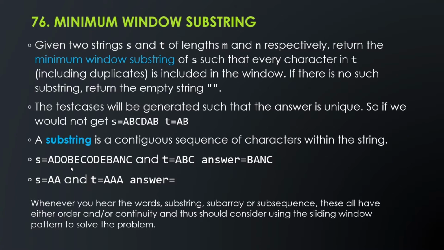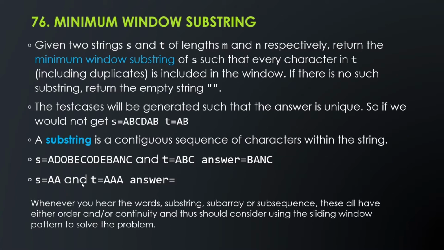We can also say that from CODEBANC all the way to the end is another substring, but are these the minimum? We would need to loop through, continuously checking every time we get a substring that satisfies what we need. We would need to check the lengths and find the lowest one, and in this case it would be BANC.